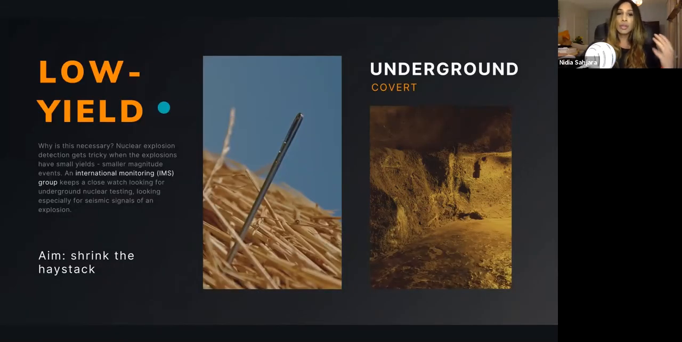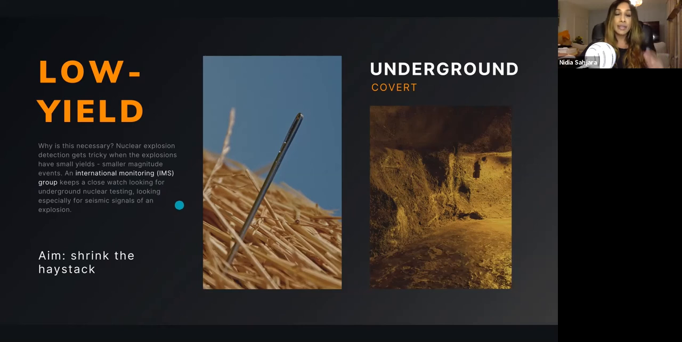There are low yield types of nuclear explosions. Nuclear explosions get a bit tricky to detect when there are small yields. And worse yet, these small magnitude events get even more lost among other small magnitude events, for instance seismic activity, or just overall noise. So there's the International Monitoring Group. That's one of the main centers where you can try to get data on this sort of thing, and they keep a really good watch on underground nuclear testing.